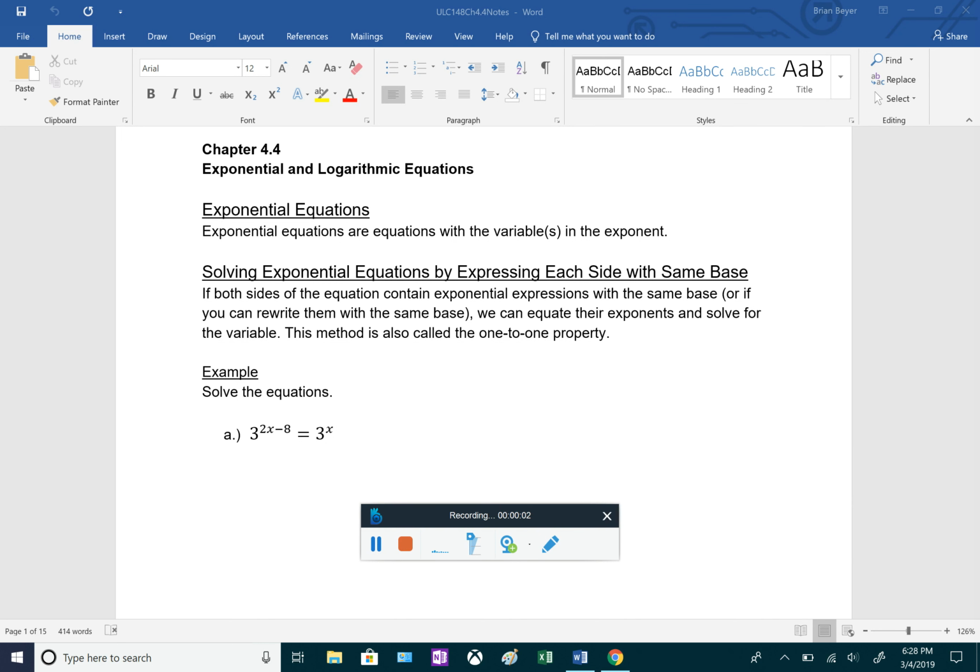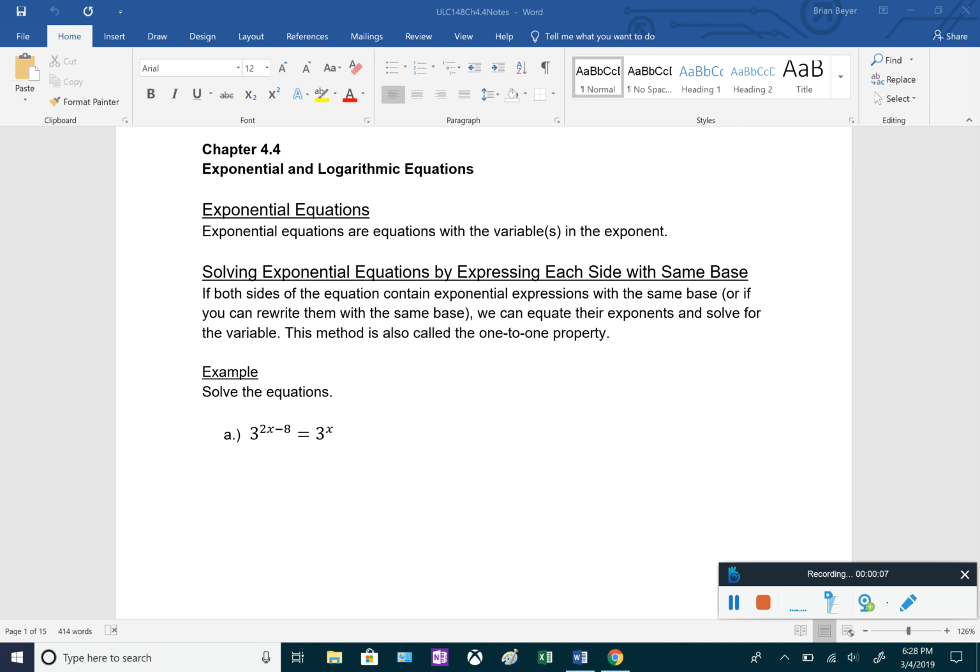Chapter 4.4 is going to be exponential equations and logarithmic equations. So we'll start off with exponential equations, and we'll see that there's essentially two different ways that we'll try to solve exponential equations. Exponential equations are just equations that have variables in the exponent.